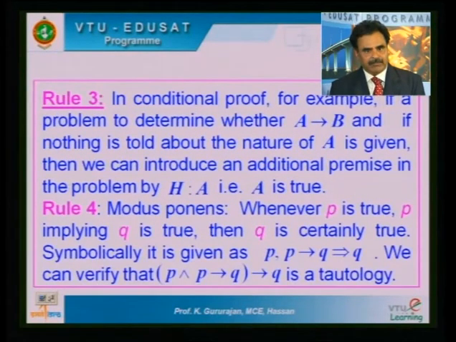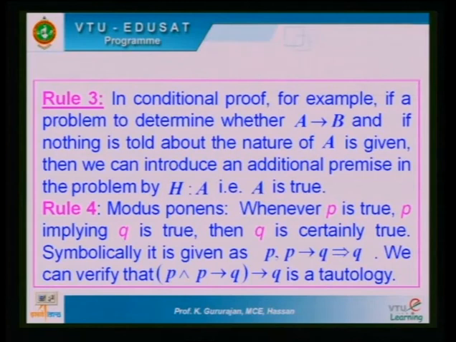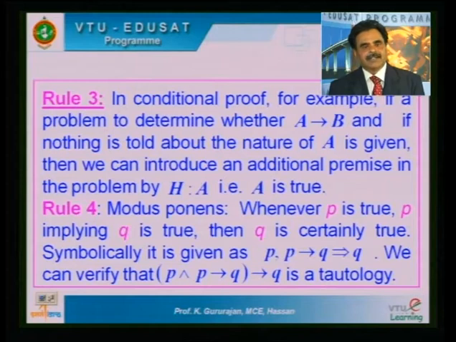The third rule is the following. In a conditional proof, for example, if a problem is to find out whether A implies B or not, if nothing is told about A, then I can always start with the assumption that A is true. Right? Because we would like to find out whether A implies B or not.